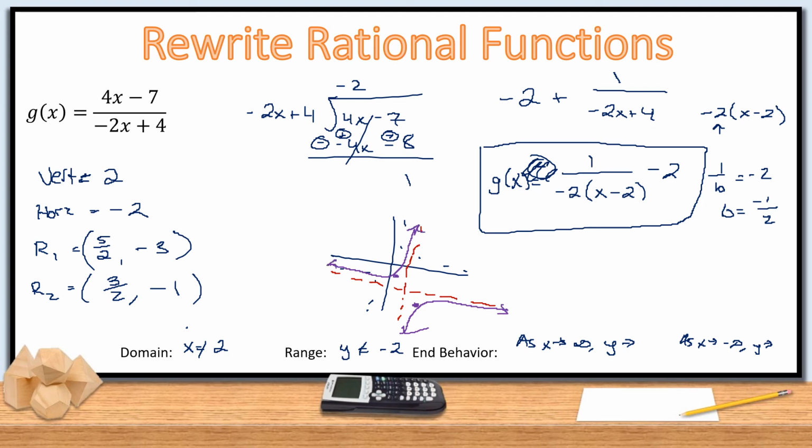And all you need is a rough graph like that just to kind of picture it. So as x goes towards positive infinity, y approaches -2 from the negative side. As x approaches negative infinity, y approaches -2, but from the positive side.